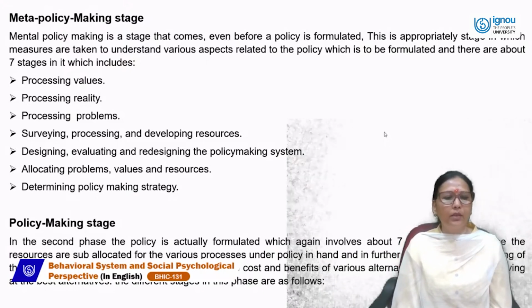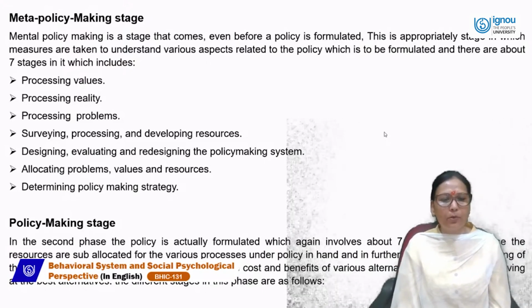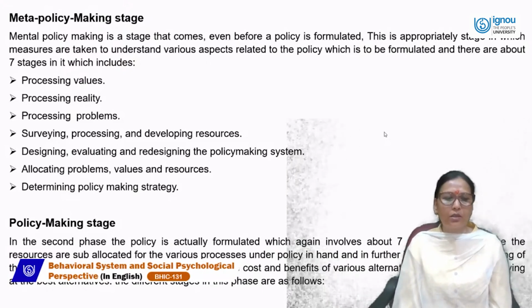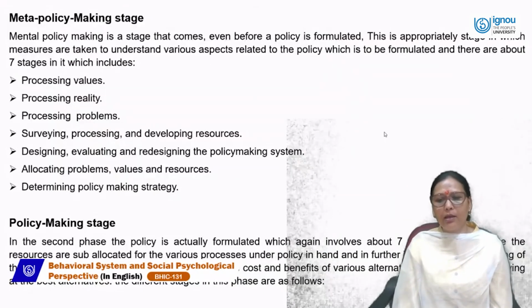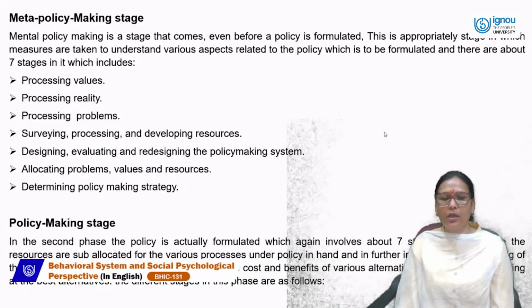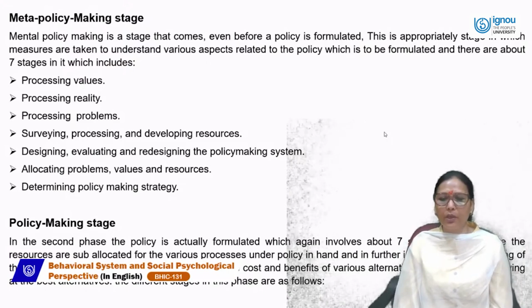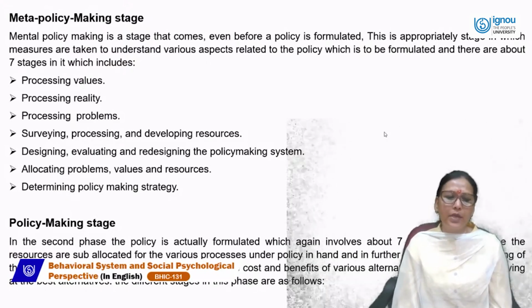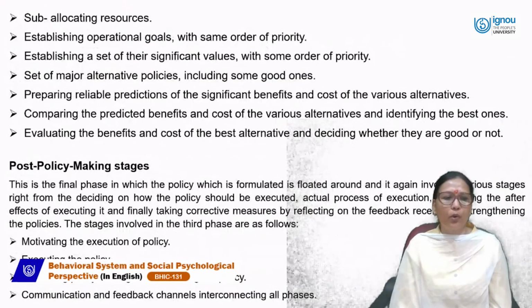Next was the policy making stage, that is the second phase. In the second phase, the policy is actually formulated, which again involves about seven stages. In this phase, the resources are sub-allocated for the various processes under the policy in hand, and it further involves actual design of the policy, right from setting the goals, analyzing the cost and benefits of various alternatives, and thus finally arriving at the best alternative. The different stages in this phase are as follows.